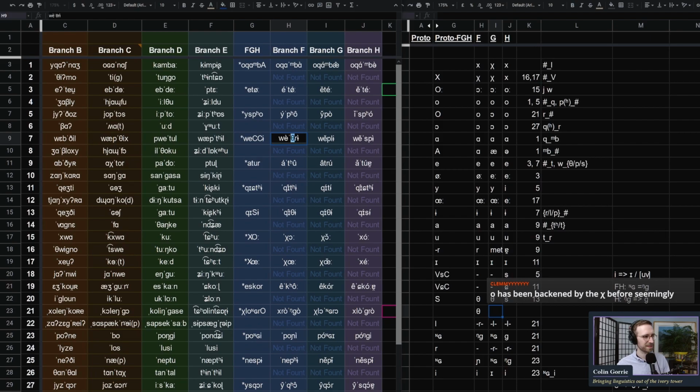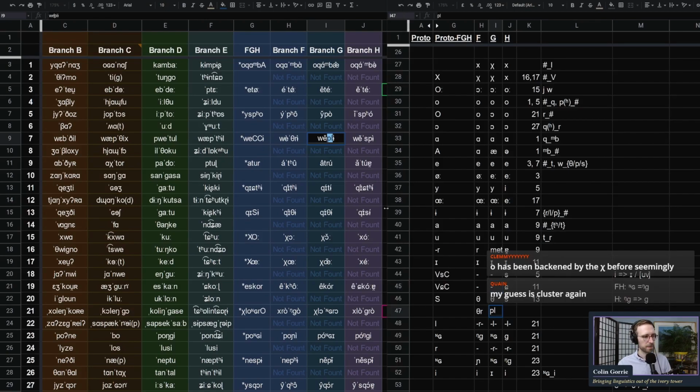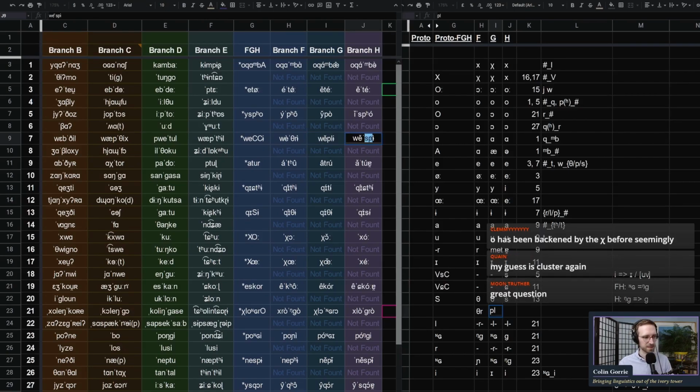Oh, this is weird. We have to consider the whole cluster. Thra, pla, and spa.